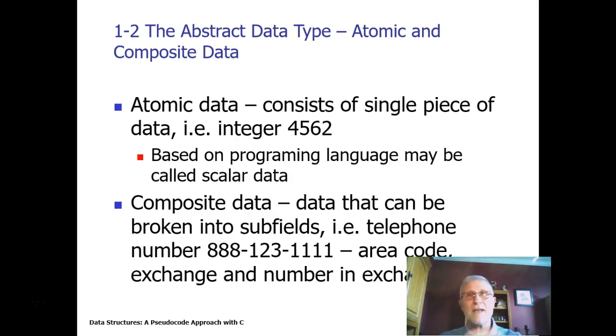Same as you can't break an atom down any further, except nowadays they're saying you can get electrons, subparticles and stuff. But for the most part, the atom's the smallest part. So this data is this single piece, the smallest piece of data, not intended to be broken down. Composite data is data that can be broken into subfields, like a telephone number, where you get an area code, an exchange, and a number within the exchange. So it has subfields.